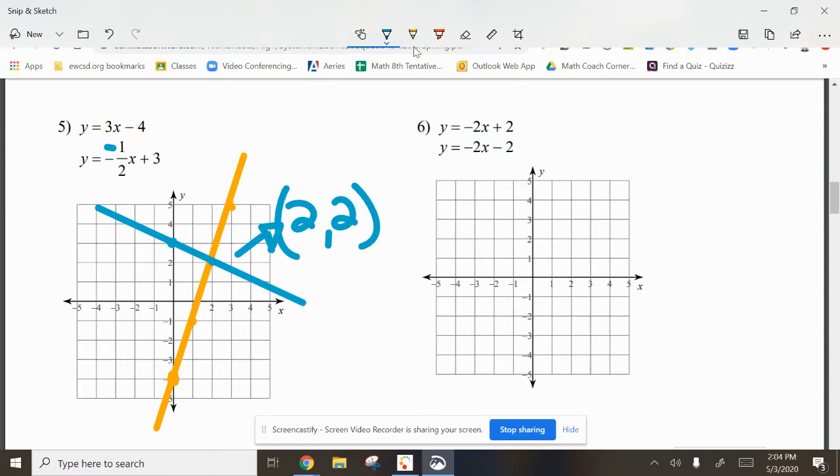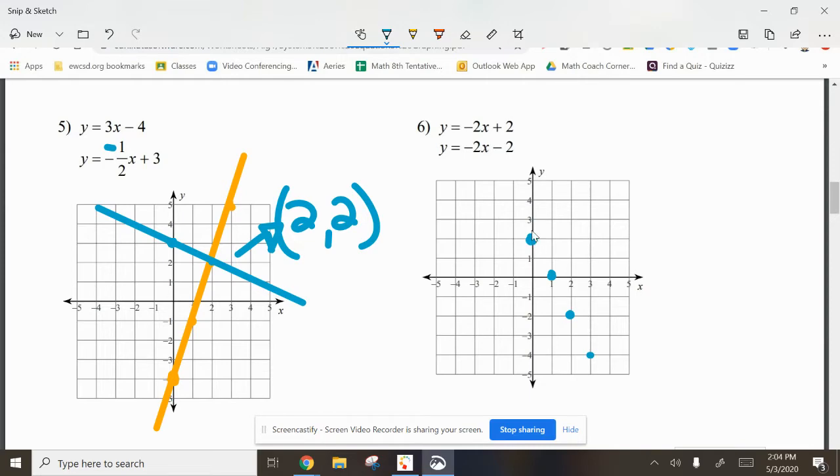Number 6 has something a little special with it. That's interesting, and we're going to graph both of these just like we normally would again. Number 6 here, we're going to start with +2. Put a point here. +2. And then we're going to go down 2 over 1. Down 2 over 1. We're going to keep doing that, okay?